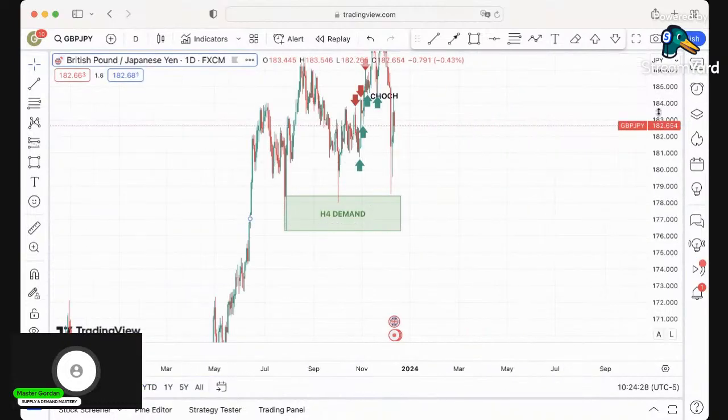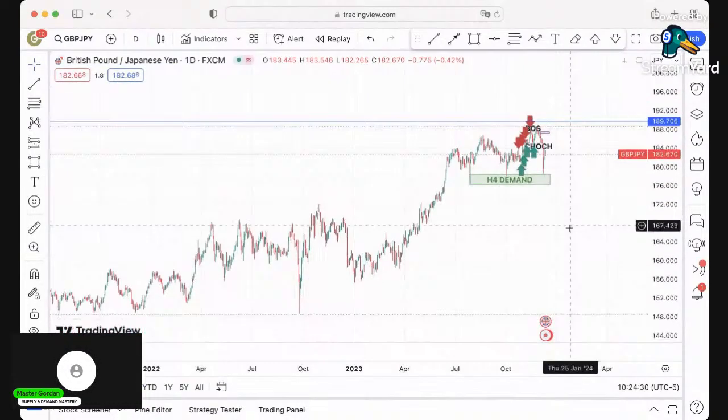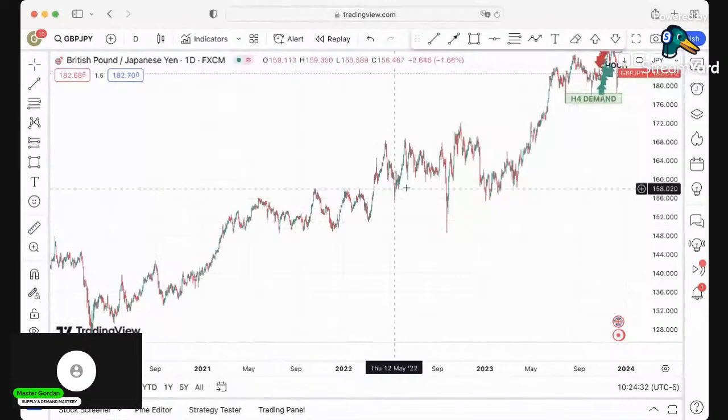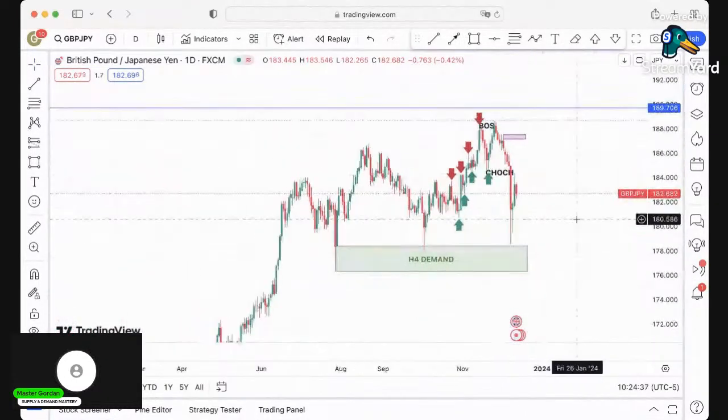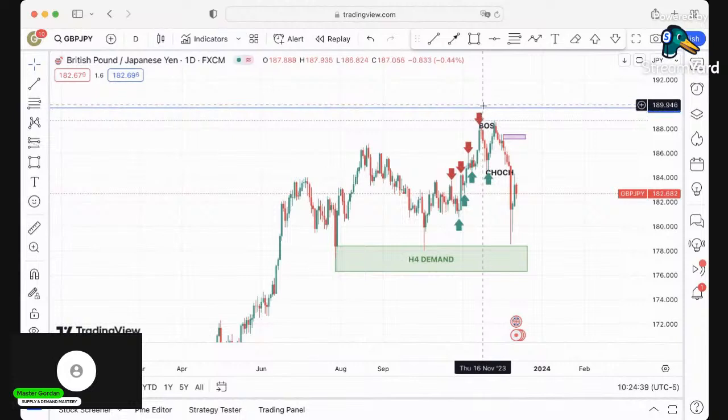Overall, the daily is still bullish. You see, overall the daily is still bullish. So right now it's just a short term big retracement right here.